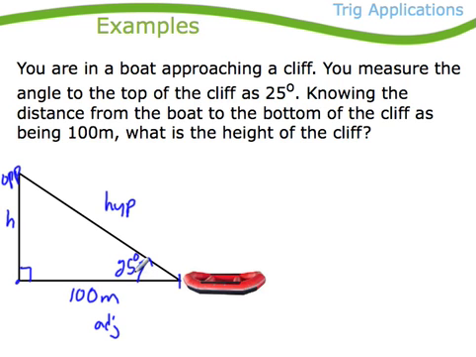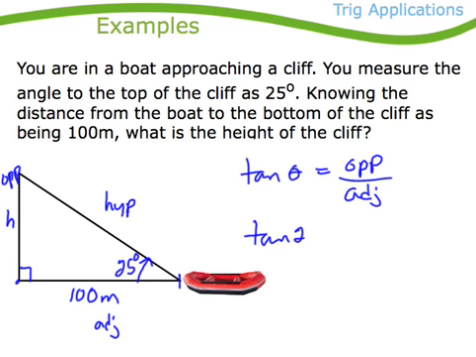So the sides in question: I don't care how far it is from the boat as the crow flies to the top. I want to know what the height is. So I'm looking for the opposite side and the adjacent side. If I look up on my ratios, it turns out the tangent ratio is the one that relates those two sides: the opposite side over the adjacent side. So I plug numbers in.